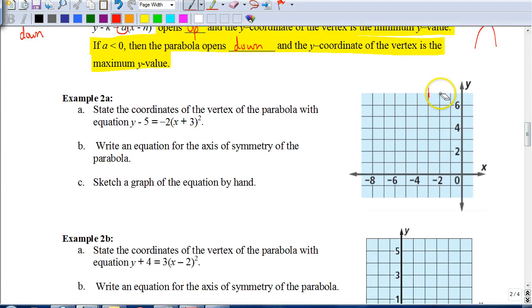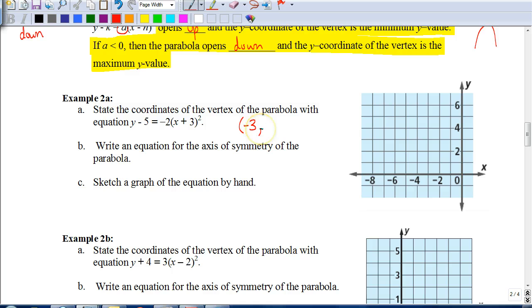So let's look at how we could use this now to graph some equations. Let's look at this first one. y minus 5 equals negative 2 times (x plus 3) squared. So I'm going to start out by finding my vertex. The vertex, remember, is going to be the point (h, k). So I look to see what's happening with the x and take the opposite of it. So my x value in my vertex is going to be negative 3.